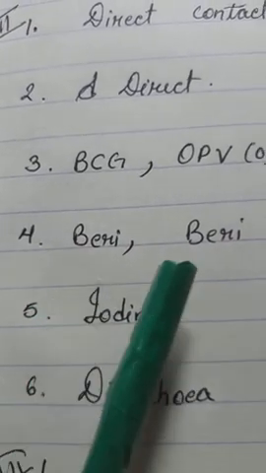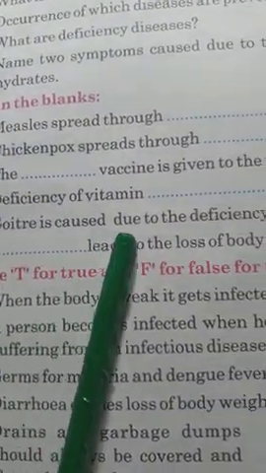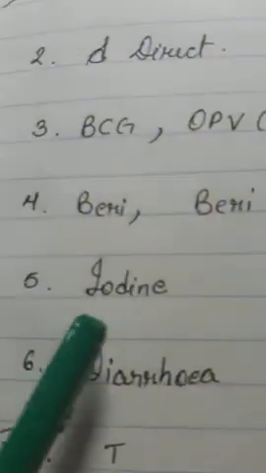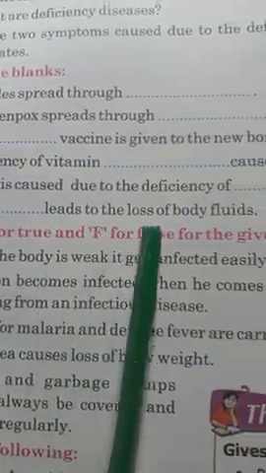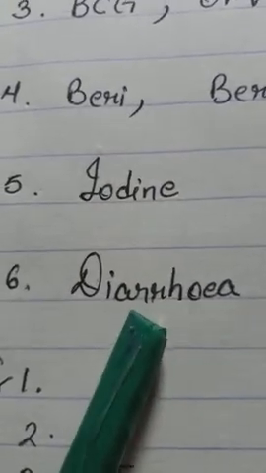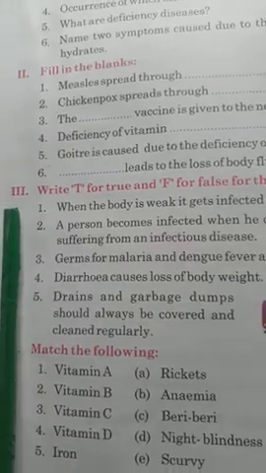Number 4 answer, berry. Now 5, goitre is caused due to the deficiency of dash. The answer: iodine. 6, dash leads to the loss of body fluids. The answer: diarrhoea. Diarrhoea.